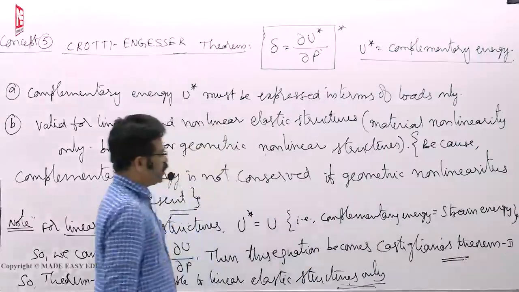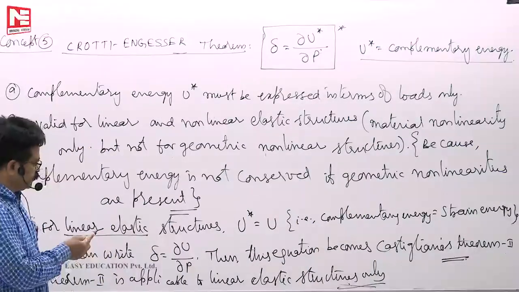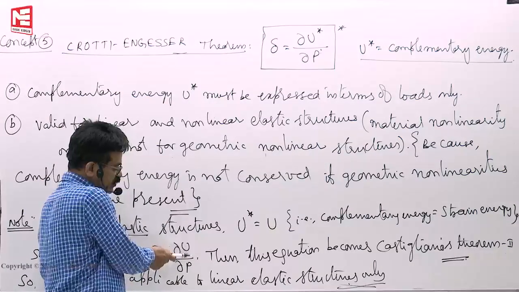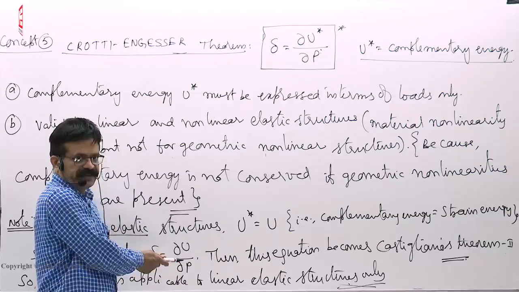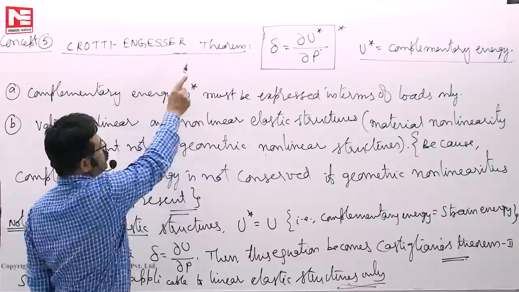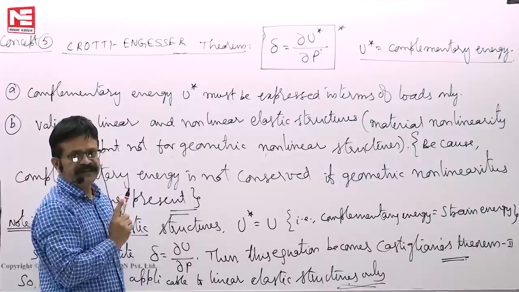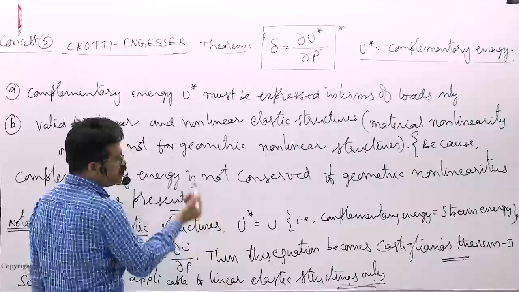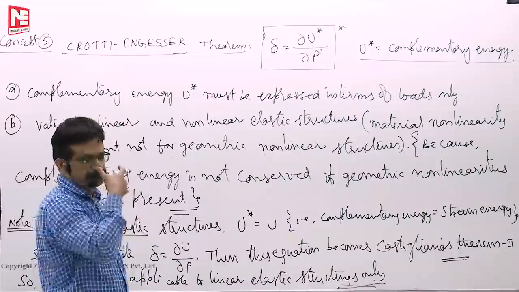Okay. So in Castigliano's theorem, he has used strain energy and differentiated with respect to P. That means U star will become U. As per the Crotti-Engesser theorem, you have to write dou U star by dou P. But U star is nothing but U only. So this reduces to Castigliano's theorem 2.